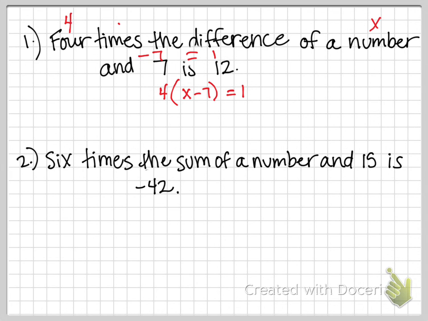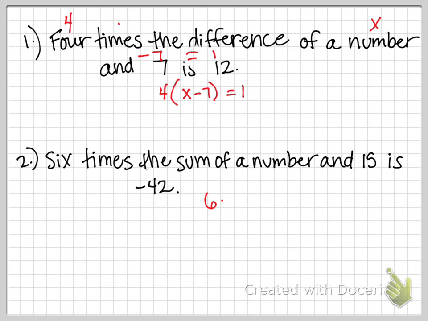Oh, that's why it was so weird, because I didn't write it right. Okay. Number 2, 6 times the sum of a number and 15 is negative 42. How would we write this as an equation? So we have the 6, and we also have the times. That's going to be 6 with a dot next to it.